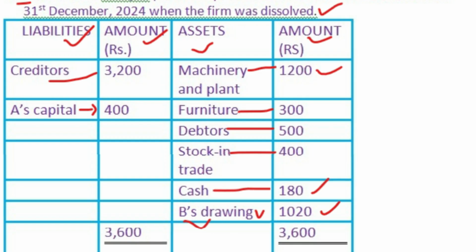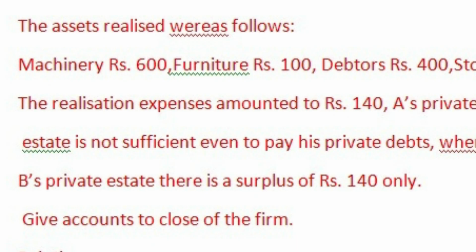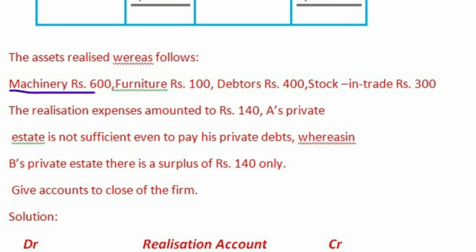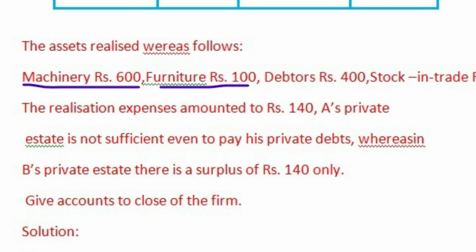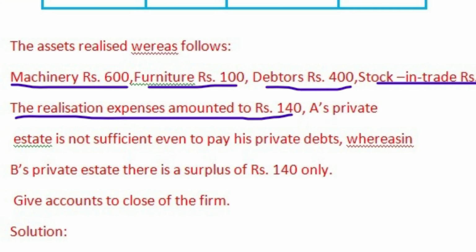And what is the additional information? Let's see. The partnership realized the different assets at different prices, which would be used to pay the debts of the firm. By selling these assets, the amounts received are: machinery rupees 600, furniture rupees 100, debtors rupees 400 received, stock disposed at rupees 300. Realization expenses amounted to rupees 140.